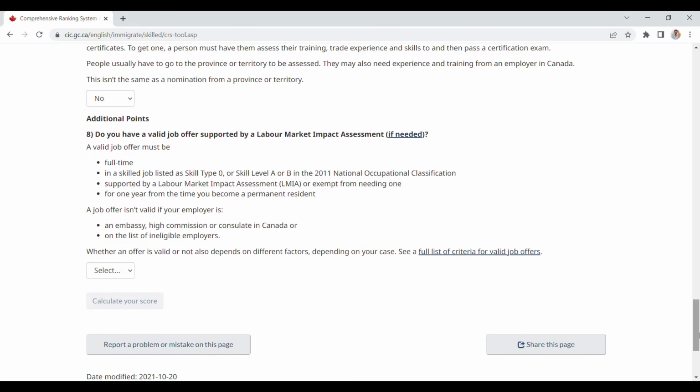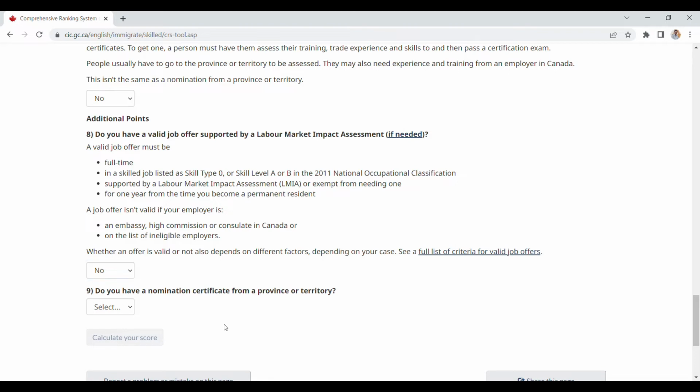Let's come to the eighth question, which asks whether you have a job offer from a labor market impact assessment. So this is a body which offers jobs in Canada, and if you have a job offer from this body, then you can select yes. I'm selecting no for now.